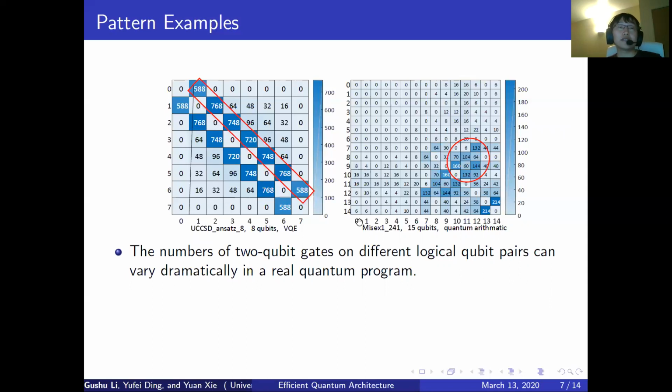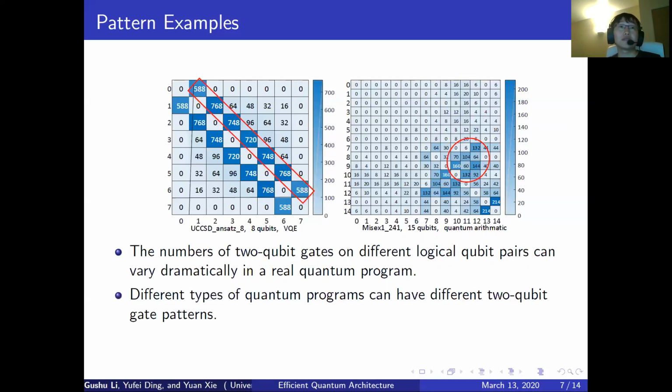There are a lot of 2 qubit gates between qubits 7, 8, 9, and qubits 10, 11, 12. So we have the second observation here: different quantum programs have different 2 qubit gate patterns. Therefore, we hope that our hardware design flow can automatically generate different architectures for different program patterns. Now let's get into the architecture design flow.